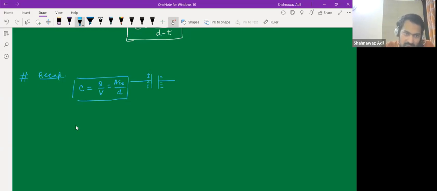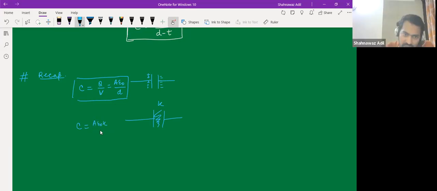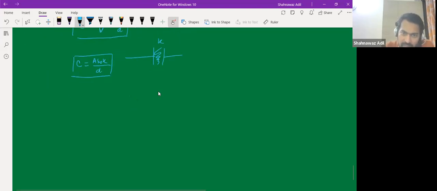Now in the second part, we filled this capacitor with some dielectric constant K. So then what was the capacitance that we got? A epsilon naught K by d. Absolutely right. And then we partially filled this capacitor with some dielectric constant and thickness t.